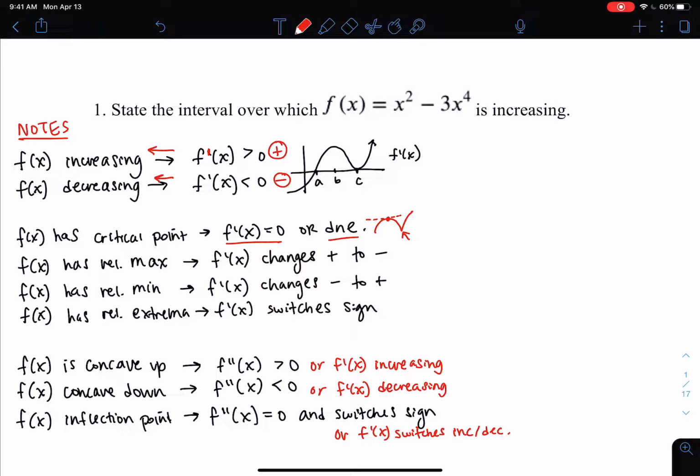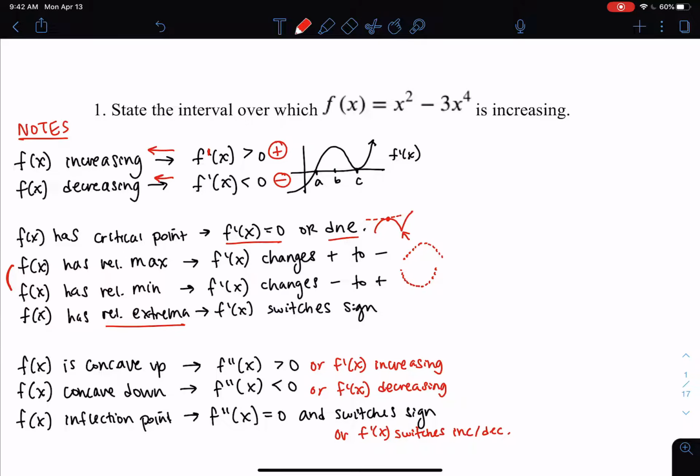F of x has a relative max where f prime changes from positive to negative. So that means that the slopes were positive and then the slopes became negative. We have a relative min when our slopes change from negative to positive. And then we have, in general, relative extrema, meaning either of these, anytime we switch signs. So it could be increasing then decreasing, or decreasing and then increasing.